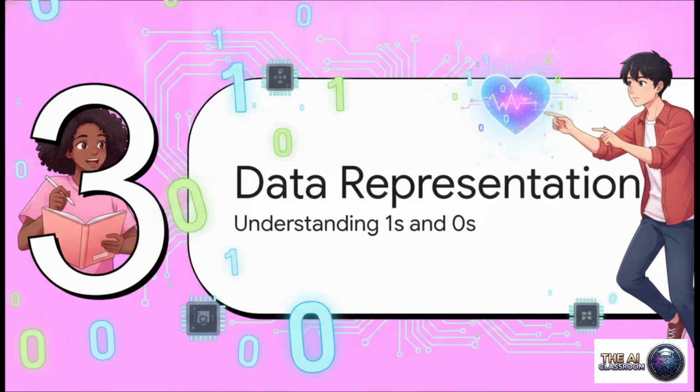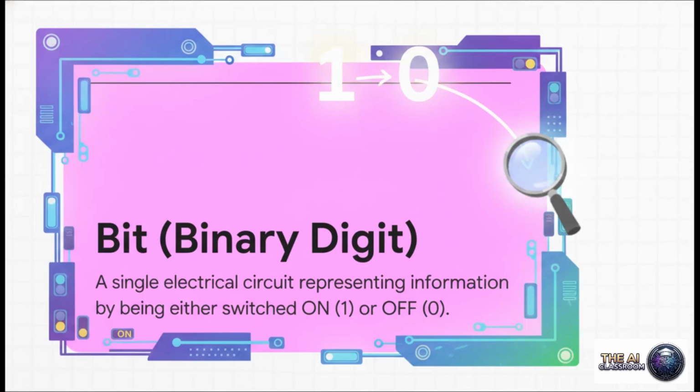Moving right along to section 3, how computers represent data. This is where it gets really fun. Remember those microscopic switches we just talked about? Well, here is the most fundamental rule of any digital computer. Everything, and I mean absolutely everything, boils down to a single switch called a bit, which is just short for binary digit. I want you to picture a simple, everyday light switch on your bedroom wall.